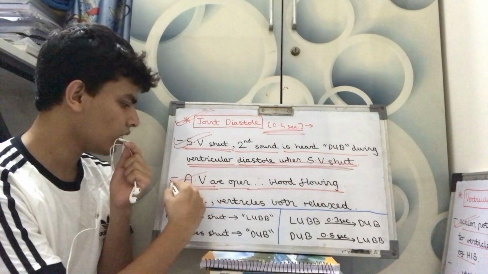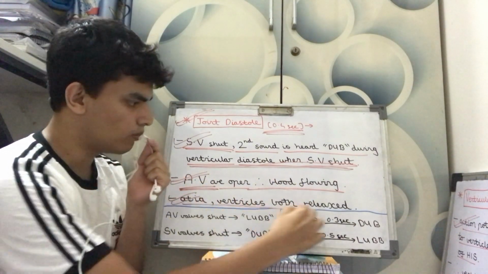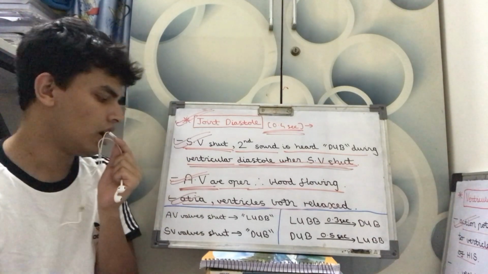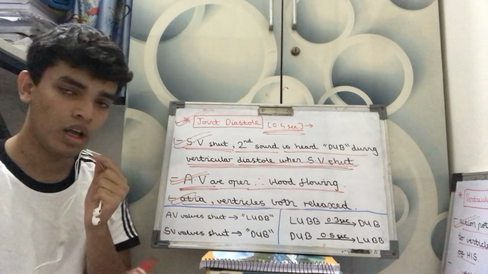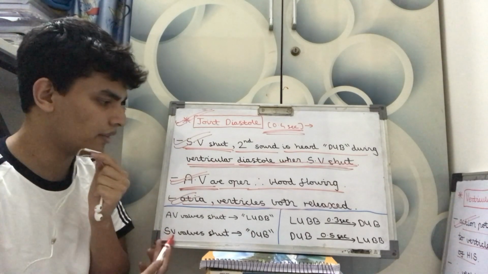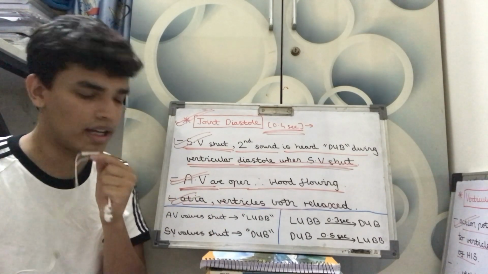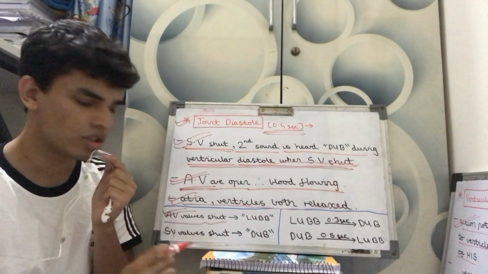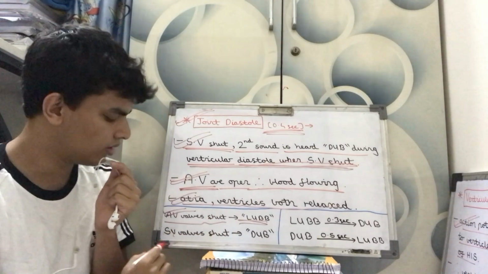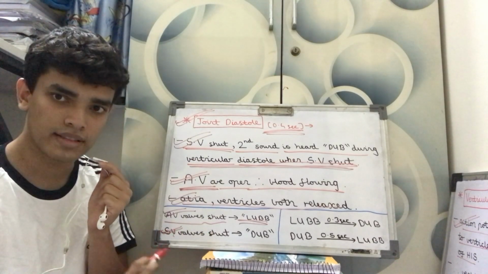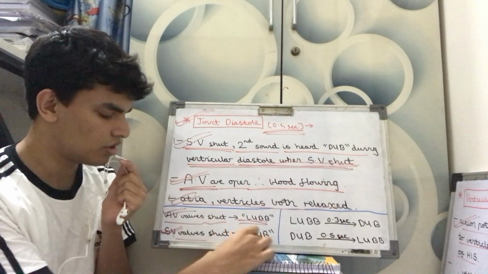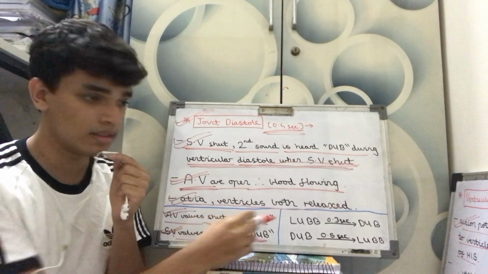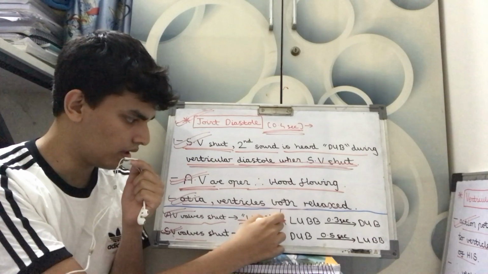Then atria and ventricles both are relaxed. As I told you before, during joint diastole both atria and ventricles are relaxed. Now this is another very, very important point. You can learn the whole cardiac cycle, but if you don't know these facts, a question can come. So when the atrioventricular valves shut, the first sound, lub, is heard. When the semilunar valves shut, dub is heard. So lub and dub. This is again a very interesting fact. It is given in NCERT.